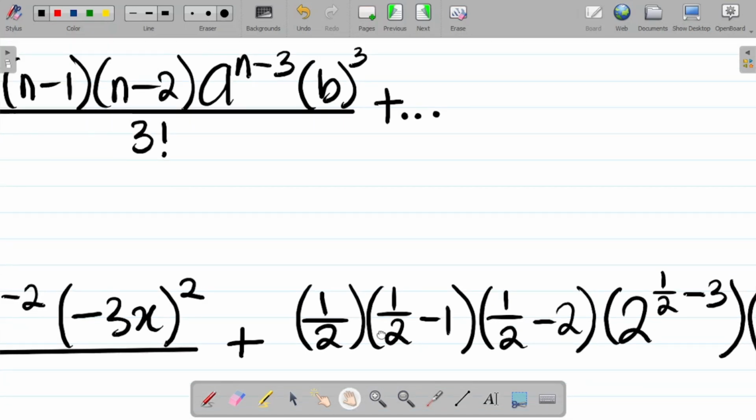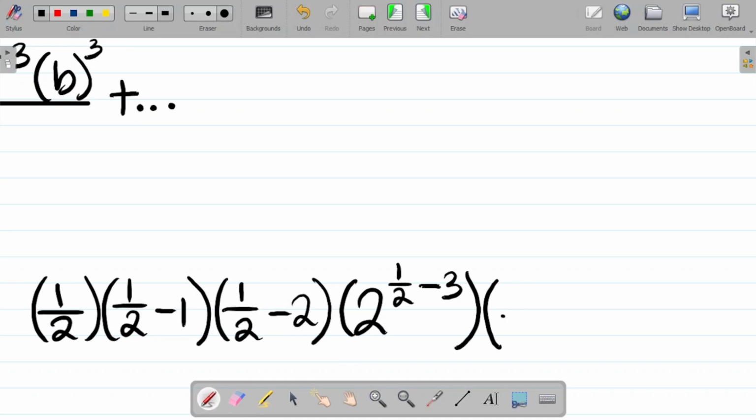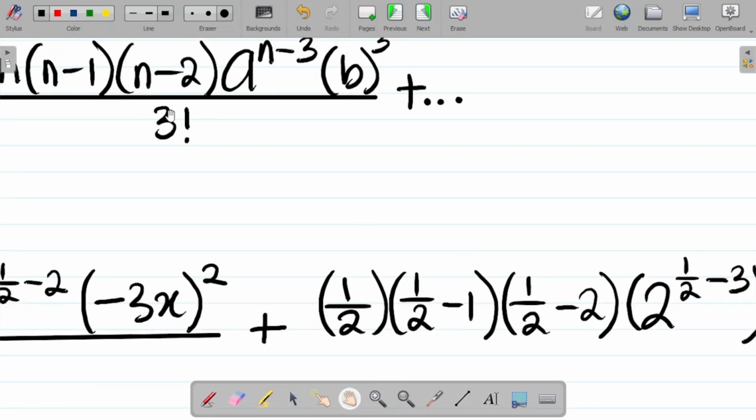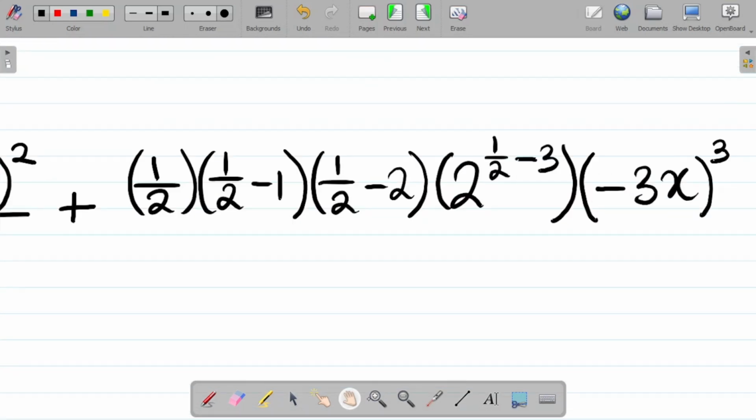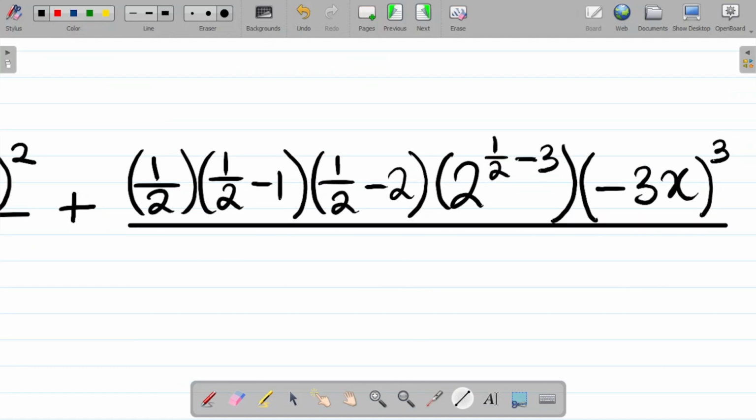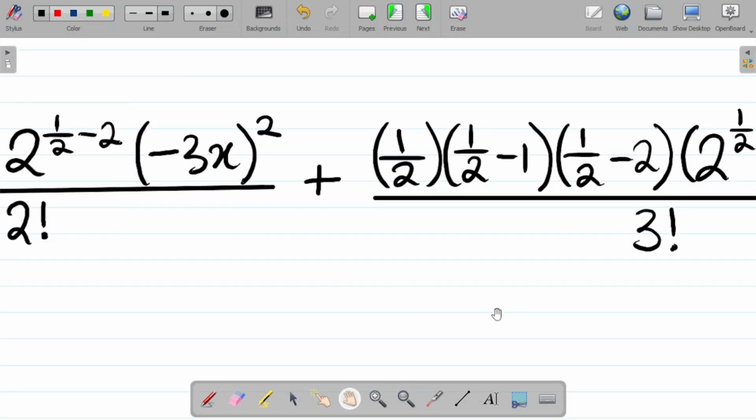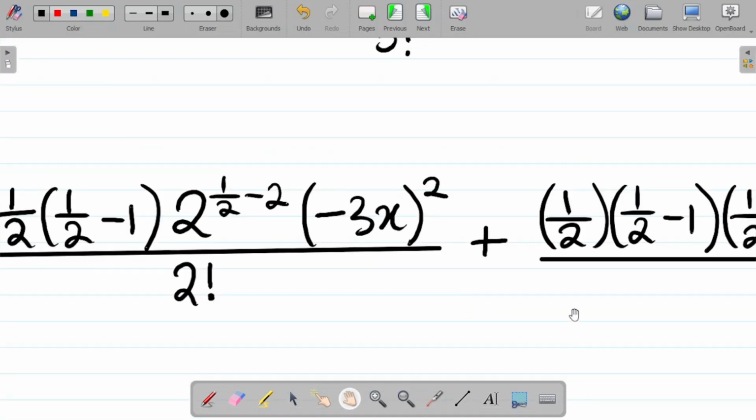What's the value of b again? b is minus 3x, so it becomes minus 3x. So b to power 3 becomes this to power 3, all over 3 factorial. So we have this. All right, so far so good. This is what we have. Let's try to simplify this further.